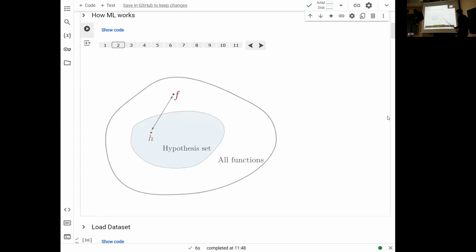There is a space of all possible functions, everything we can think of. And among these functions, there is the one function that we want to get. This function does something useful for us. I will show a few examples a little bit later. And we have some hypothesis set that we are working with, and we are navigating through this hypothesis set to get the function which is the closest one to the target function we have.